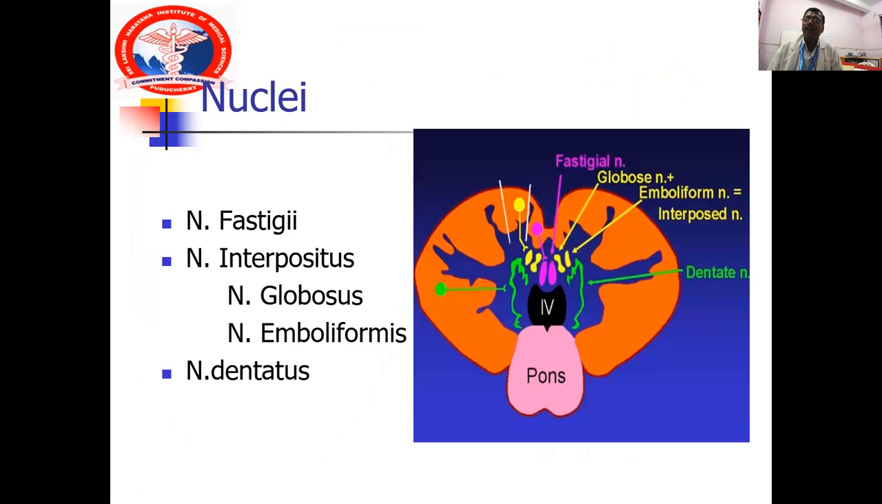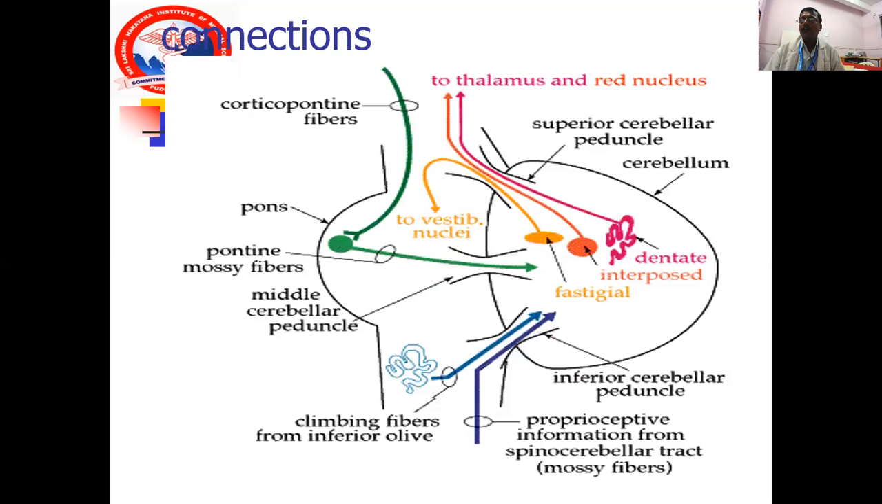Now, nuclei of the cerebellum. There are three major nuclei: nucleus fastigii and nucleus interpositus. The nucleus interpositus further divides into nucleus globosus and nucleus emboliformis. And the third one is nucleus dentatus. So, major three nuclei, and one of them divides into two.